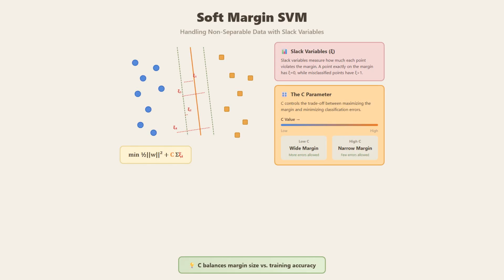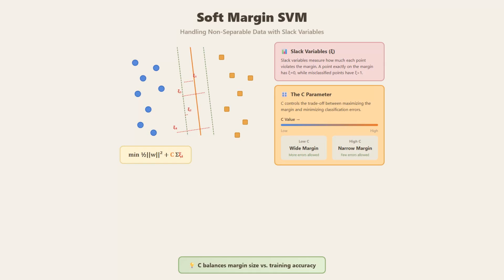This brings us to the crucial parameter C, which controls the trade-off between two competing goals. On one hand, we want to maximize our margin, like before. On the other hand, we want to minimize the total slack, meaning we want to minimize misclassification. When C is low, we're saying we don't care much about individual misclassifications. The algorithm will allow more errors to achieve a wider margin, creating a smoother, more general decision boundary.